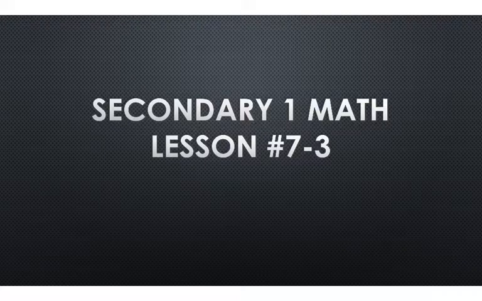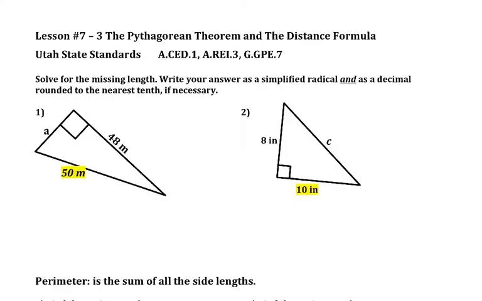This video covers Lesson 7-3 for Secondary 1 Math, the Pythagorean Theorem and the distance formula. So we're going to solve for the missing side length. Write your answer as a simplified radical and as a decimal rounded to the nearest tenth if necessary.